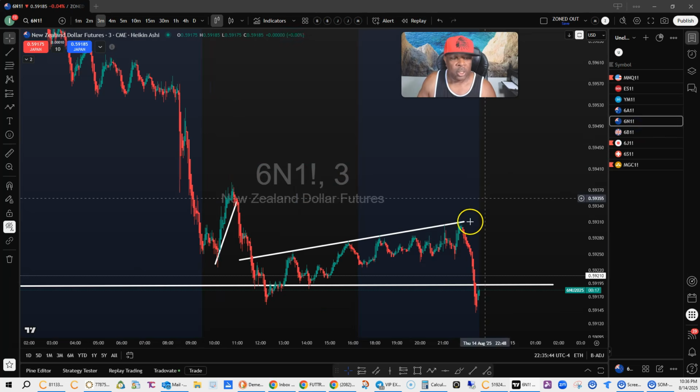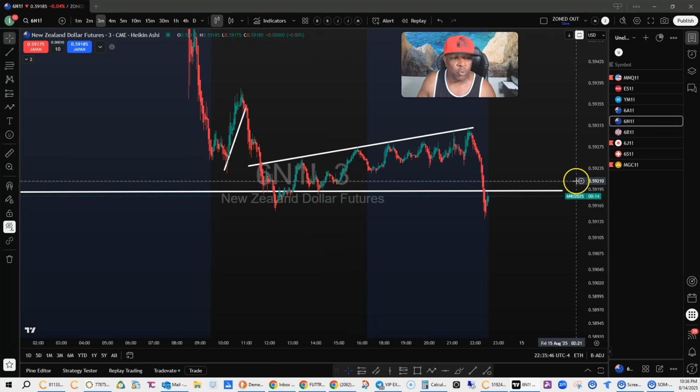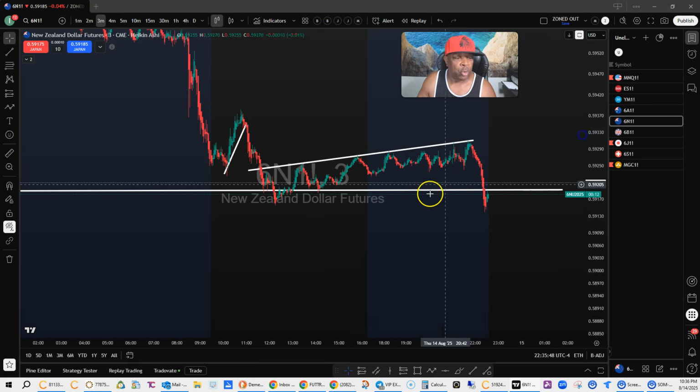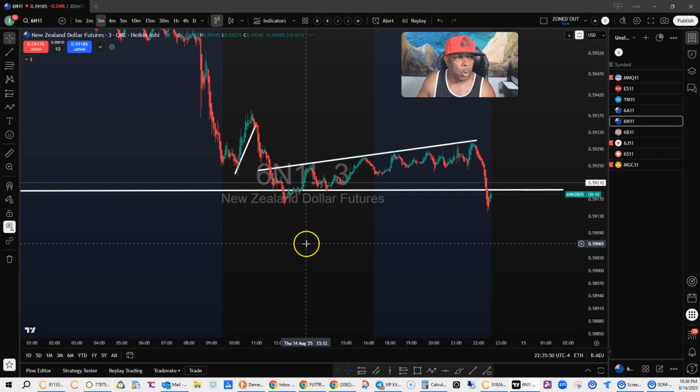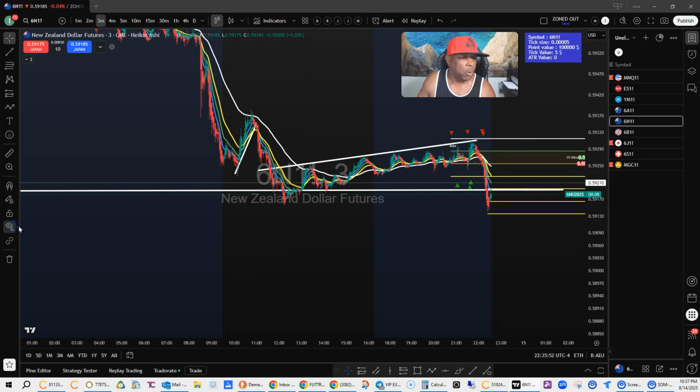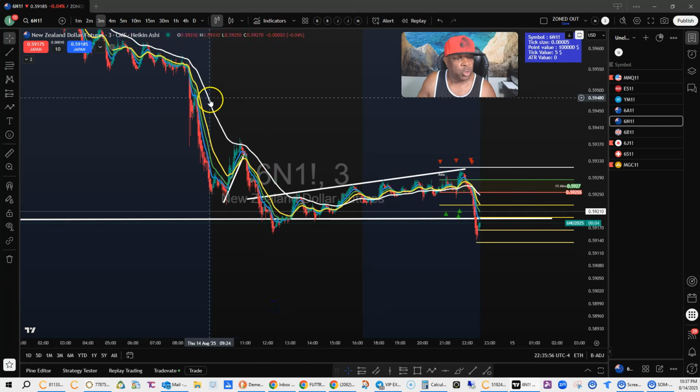Let's keep going. 6N. Now, this one was a beautiful one. I said, now you guys can see it on the higher time frame. All right. So now I'm going to put my moving averages and stuff back on. And what direction was this going? Okay. Let's go to the higher time frame.